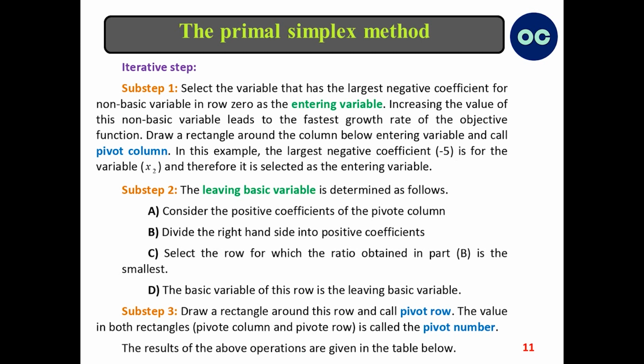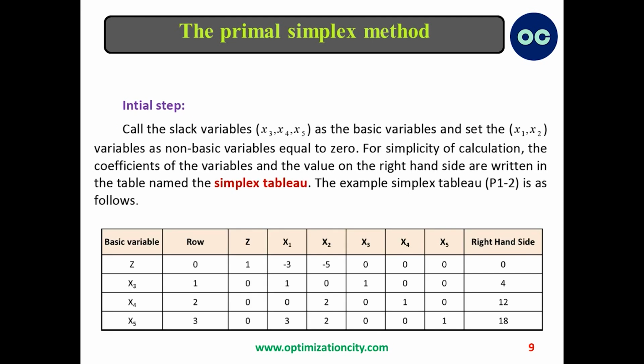What is the iterative step, the most important part of the simplex method? We do the following sub-steps. We select the non-basic variable in row 0 with the largest negative coefficient as the entering variable. This variable will cause the fastest growth rate of the objective function. We draw a rectangle around the column below the entering variable and call it the pivot column. In our example, x2 has the largest negative coefficient, -5, here.